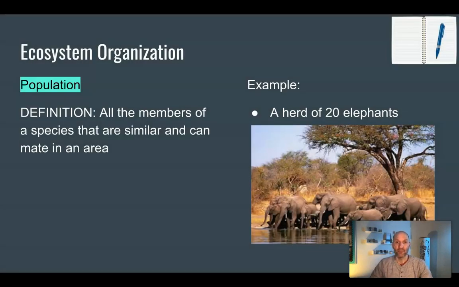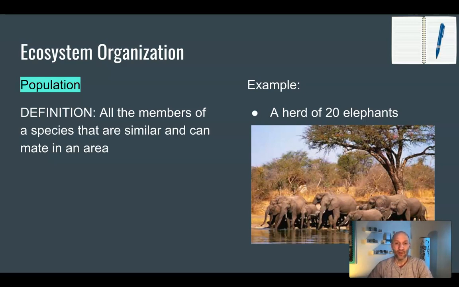From there, we move up to populations. A population are all of the members of a species that are similar and can mate in an area. Now, there's a couple important parts in there. A species is a type of animal or plant that can reproduce.